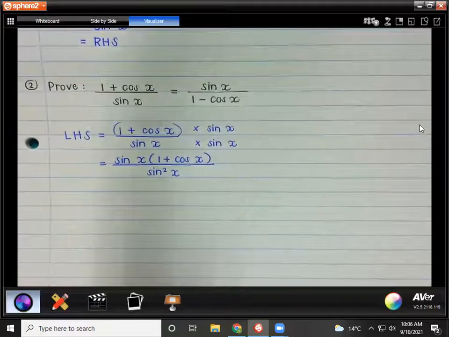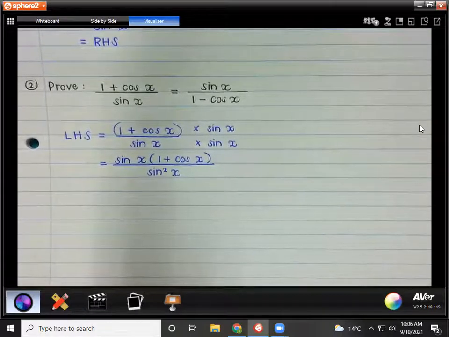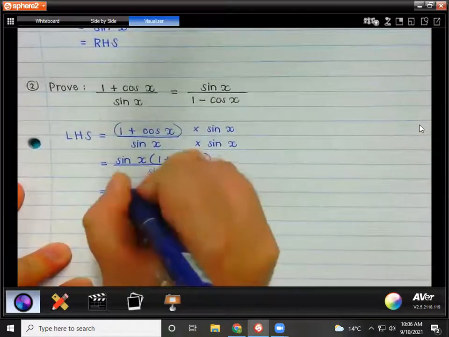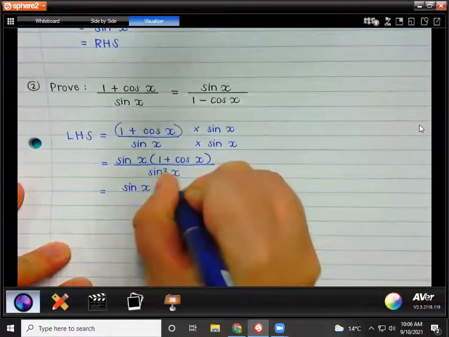Okay, now we see that at least we can now change the denominator to something. We've created a sine squared x, and we have an identity for sine squared x. So sine squared x we can now change to 1 minus cos squared x.